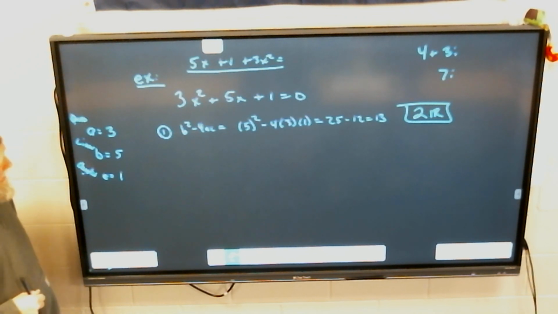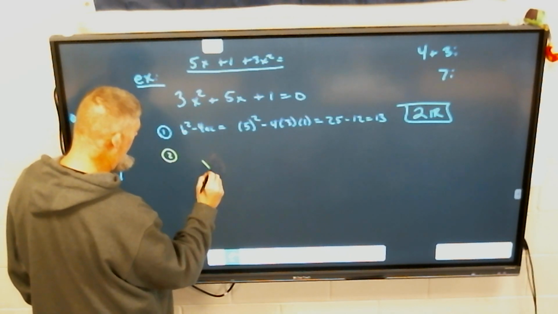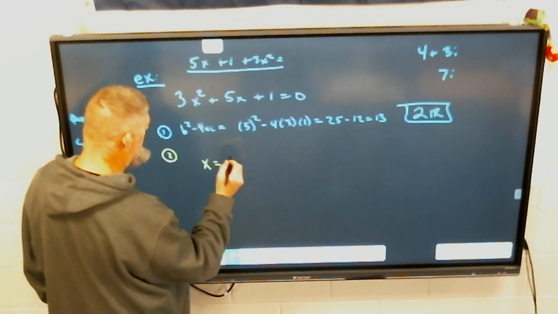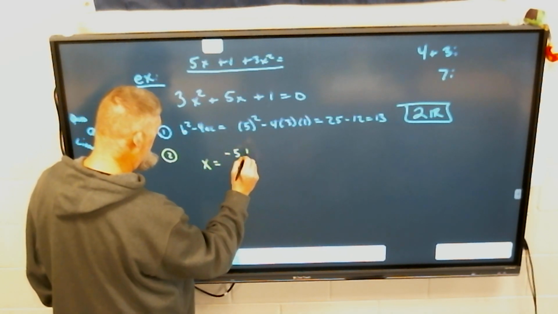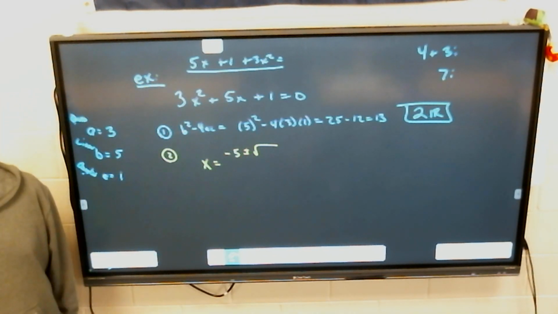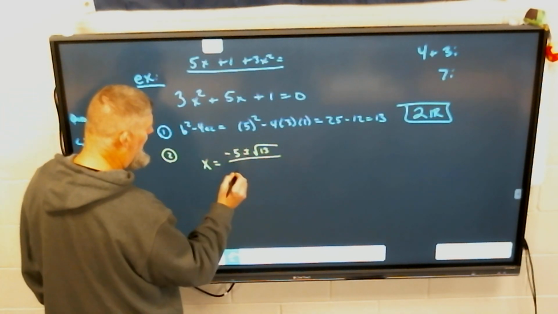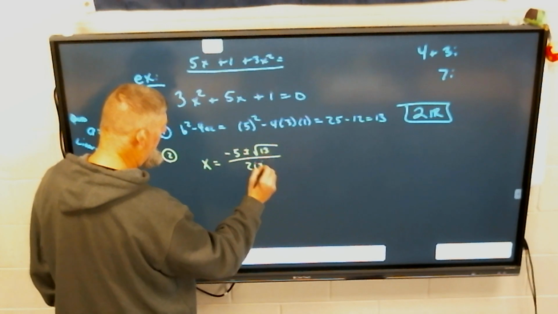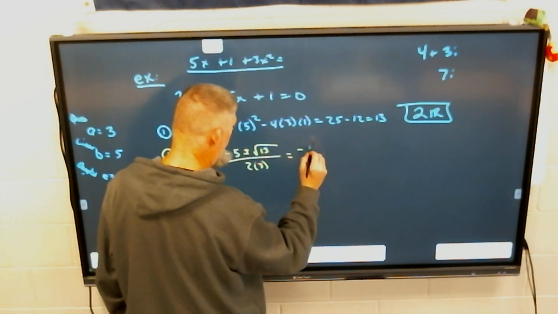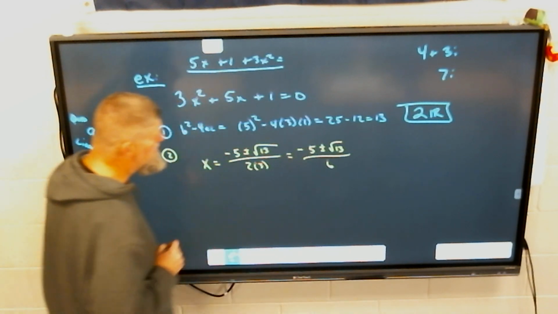Okay? All right, so step number 2 is when I actually use the quadratic formula. X equals, so b is 5, so a negative 5, plus or minus the square root. And now I've already solved for the radical. I already know what goes underneath there. Okay? I've already solved b squared minus 4ac, so it's 13, all over 2 times 3. So negative 5 plus or minus the square root of 13 over 6.